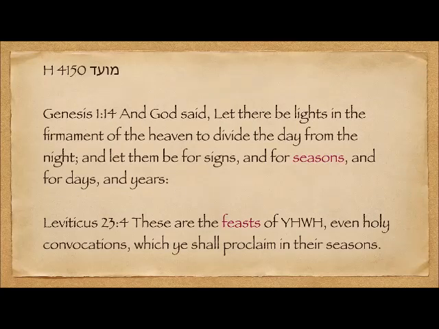From this verb comes the word moed, which you know. Genesis 1:14. And God said, let there be lights in the firmament of the heaven to divide the day from the night, and let them be for signs and for seasons and for days and years. Here it's translated as seasons. I talked a little bit about this in my latest podcast, and I'll put a link below for that. Leviticus 23:4. These are the feasts of Jehovah, even holy convocations, which ye shall proclaim in their seasons. These are the appointed times, the moedim.